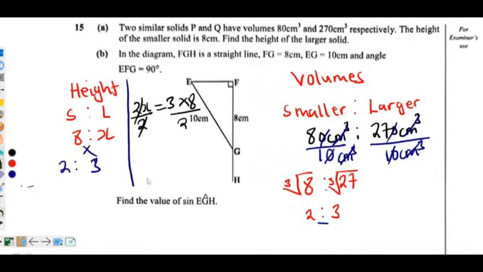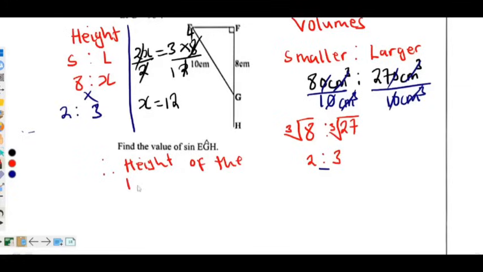So these 2 and these 2 cancel. We say x is equal to 2 into itself, it's a 1, 2 into 8, it's a 4. So 3 times 4, we get what? 12. So this tells us that, therefore, we can just make a statement. Height of the larger solid is, so you write the value that we found right here, which is 12 centimeters. So this is our answer.